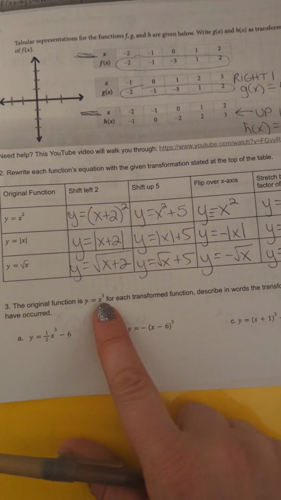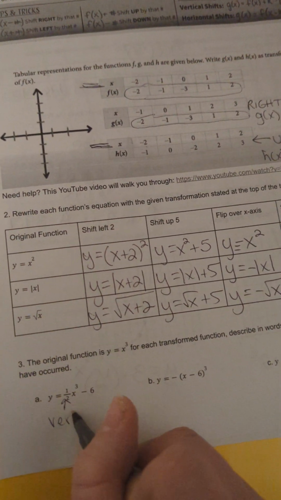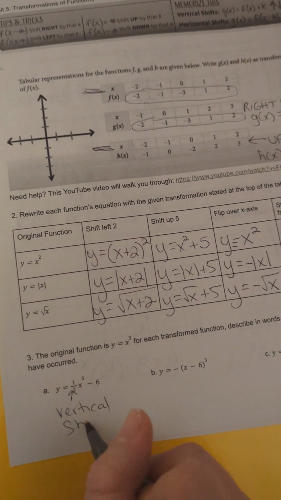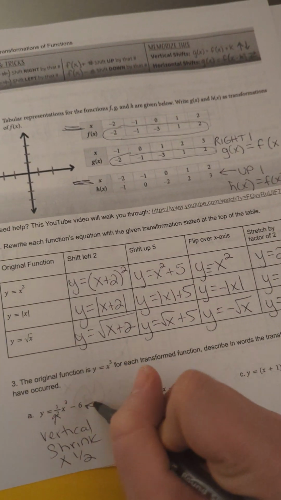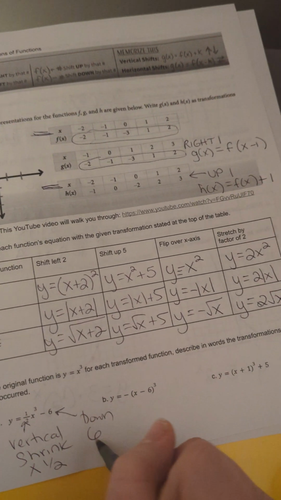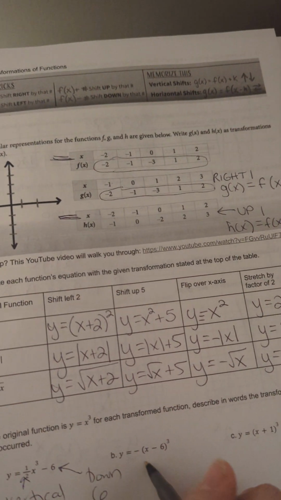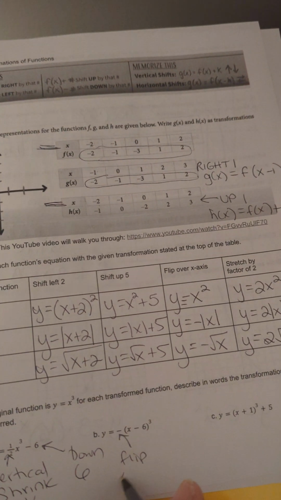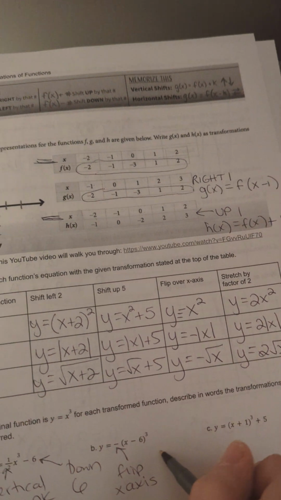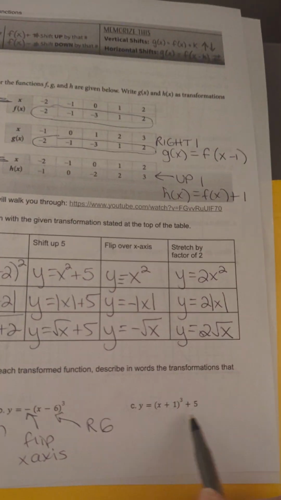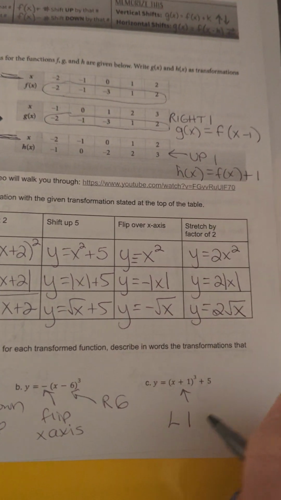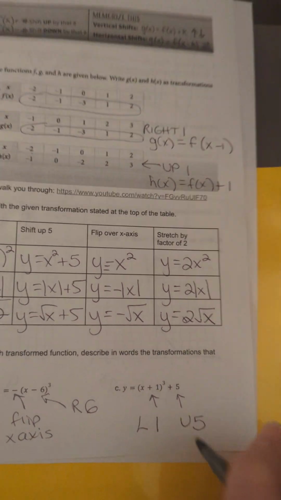Okay, the original function is x cubed. What has happened? This is a vertical shrink. It's less tall by a half. And this would go down 6. This is a flip over the x-axis. This would be right 6. This goes left 1 and up 5.